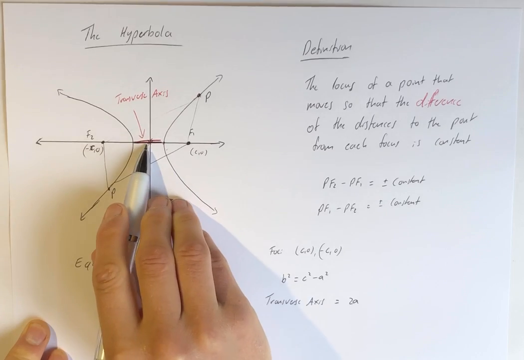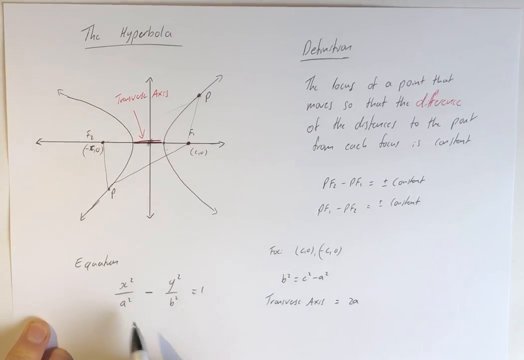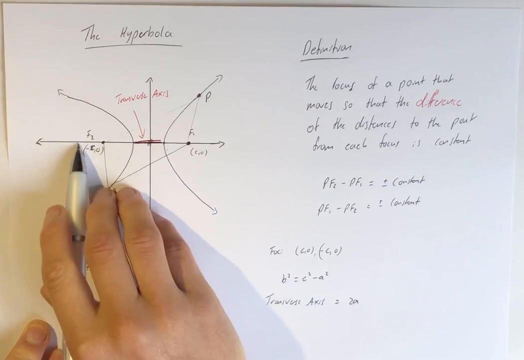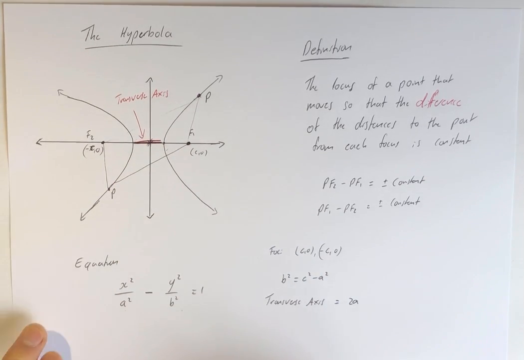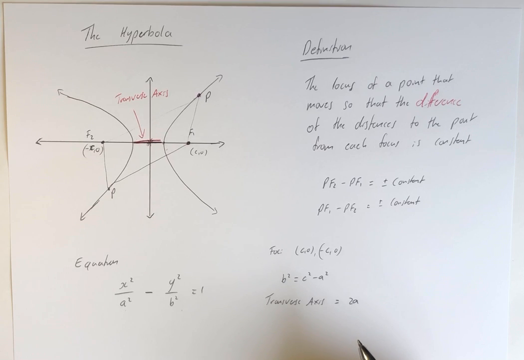Okay, so a is the distance from the center to a vertex, just like when the ellipse went around. Okay, it was from the center. It was like your major axes or minor axes. So the transverse axis is 2a.